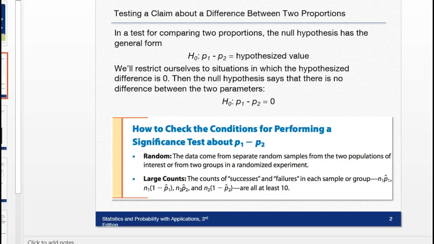So in a test for comparing two proportions, the null hypothesis has the general form, where the null is P1 minus P2 equals some hypothesized value. Now, in this class, we're going to restrict ourselves to situations in which the hypothesized difference is 0, meaning there is no difference between the two proportions. The null hypothesis says there's no difference between the two parameters, so there it is.